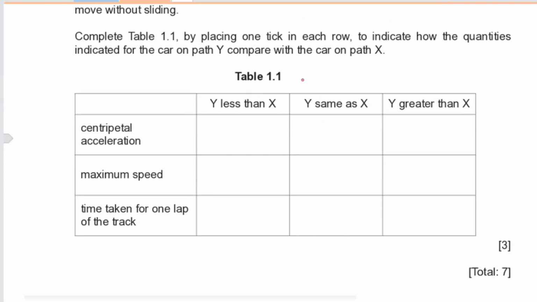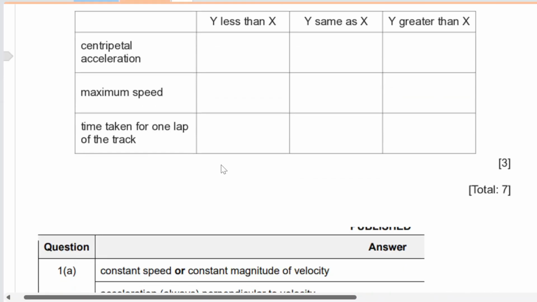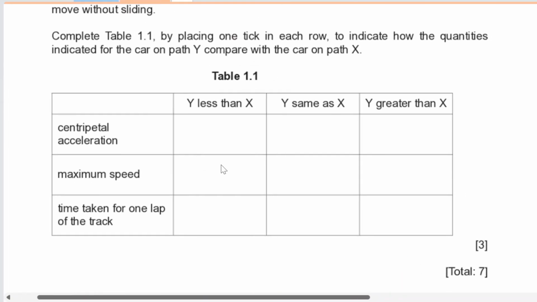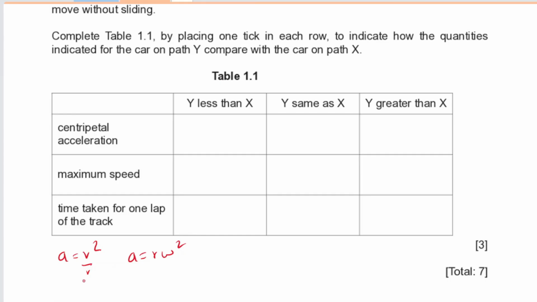Okay, so let's try to differentiate one by one. We start with centripetal acceleration. How is it different in Y than it is in X? So the first thing will be to identify formulas for centripetal acceleration. The obvious ones which come to mind are v squared over r and also r omega squared. Obviously, you can see that in Y there is a greater radius. But how about the velocity?